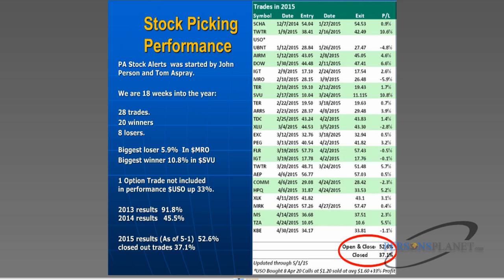One's in the financial KBE, as you can see there. And we're up, with open and closed positions, about 52% right now year to date still. Closed out positions are up 37%, so we're letting some ride here a little bit. And we did have one option trade. You can see at the bottom there, it's the USO, which we did not include in the performance. We did not include USO for one reason.